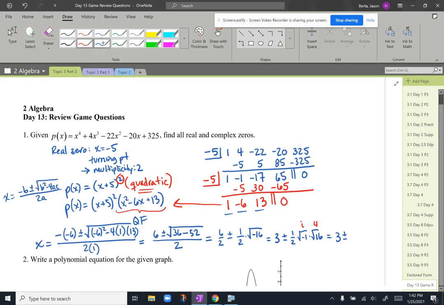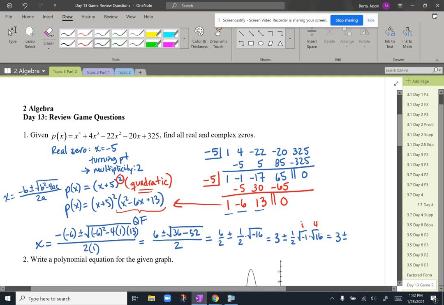So we've really got plus or minus 4 over 2 i, and of course 4 over 2 can be simplified to 2. So we have 3 plus or minus 2i as our two complex zeros, in addition to our one real zero of this. So here are our complex zeros.